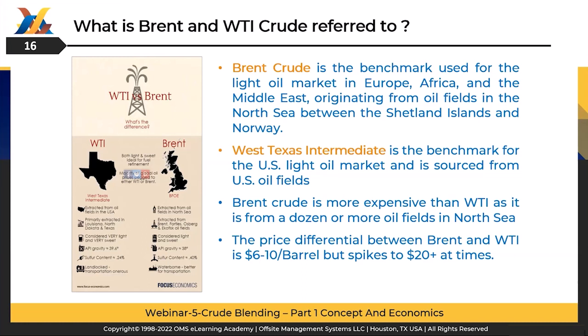Now, as we can guess, Brent crude is more expensive than WTI. It comes from a dozen or more oil fields in the North Sea. The price differential between Brent and WTI crude is between $6 and $10, but at times it can spike up to $20 based on many political, geographical, and world conditions.